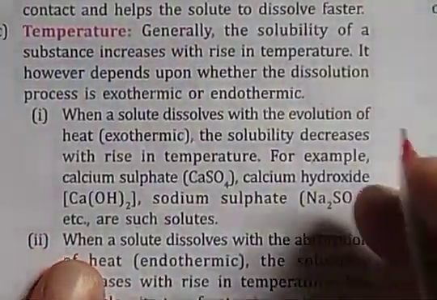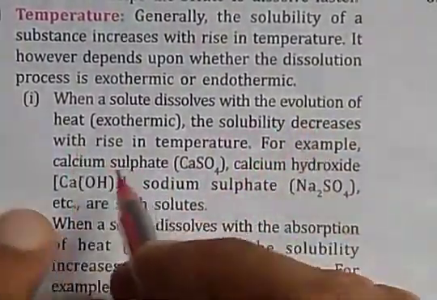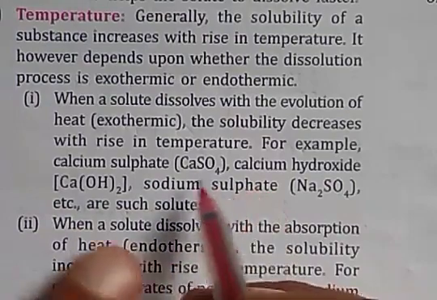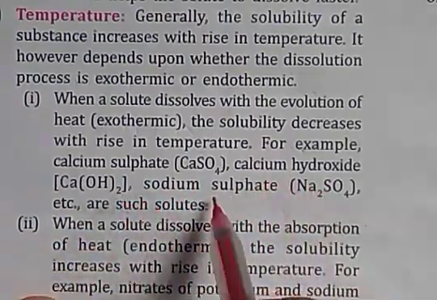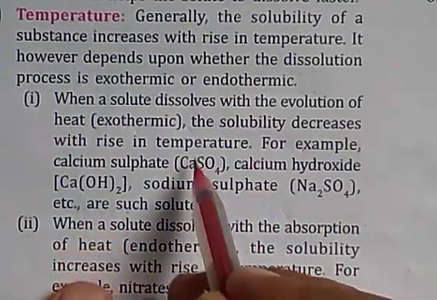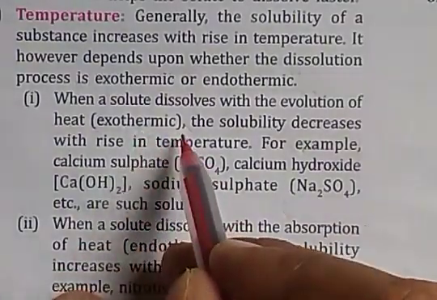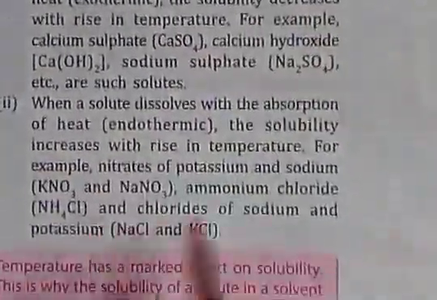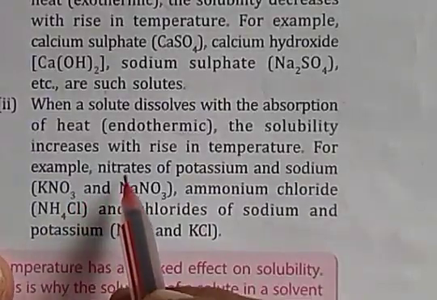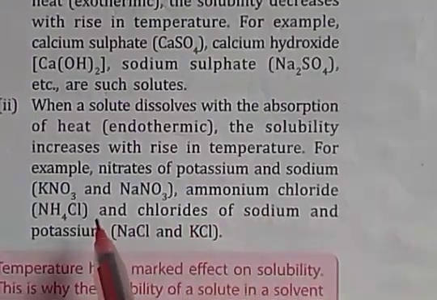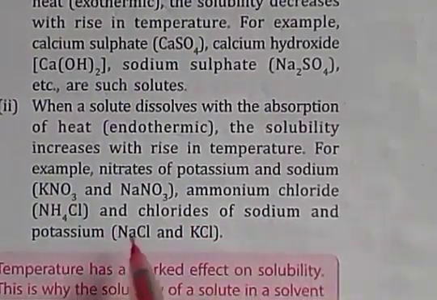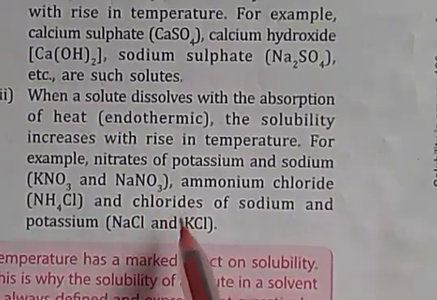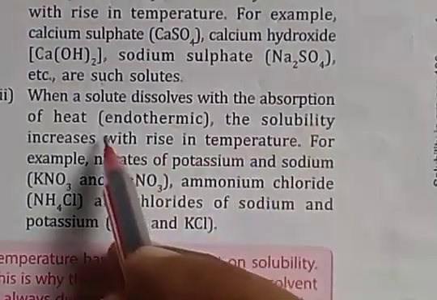So for example, when calcium hydroxide dissolves in water, sodium sulfate dissolves in water, in that process heat evolves, that is an exothermic process. So if temperature rises, then their solubility decreases. In the endothermic process, for example, when nitrates of potassium and sodium, ammonium chloride, and chlorides of sodium and potassium dissolve in water, it is an endothermic process. They absorb heat. In that process, if the temperature rises, then their solubility increases.